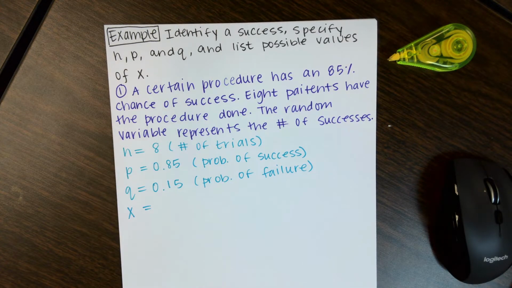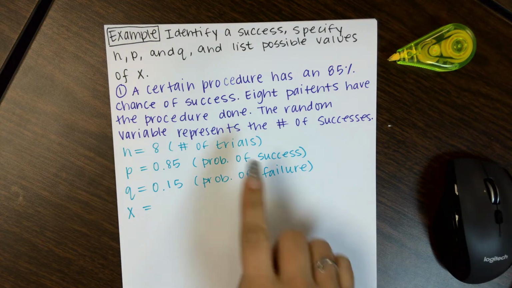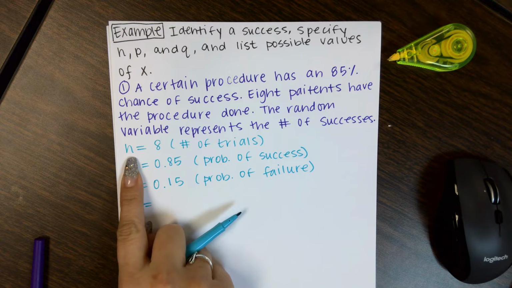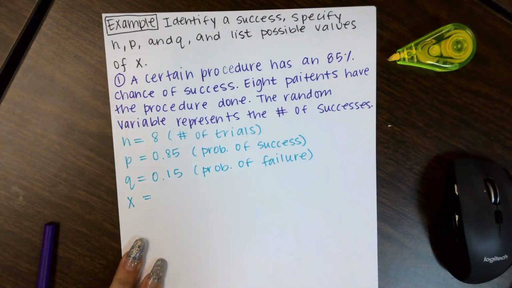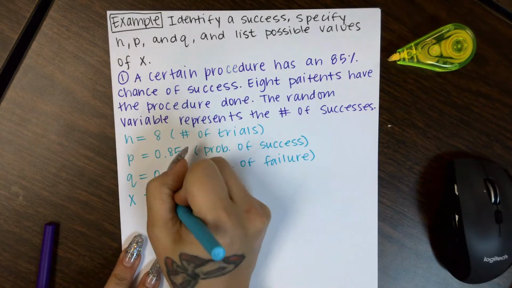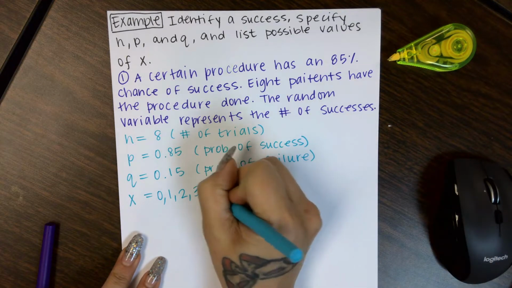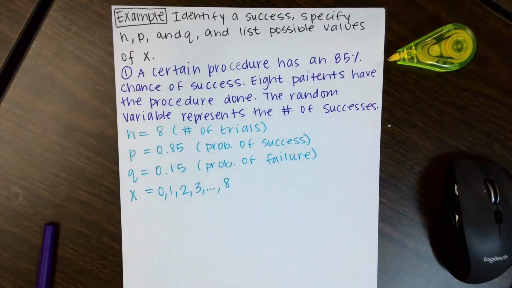X was defined as a count of the number of successes. And x is a random variable, and it represents the number of successes. Remember I said it's literally a list. Now you start at 0 and you go up to what? N. So our x is equal to 0, 1, 2, 3. Establish a pattern and then use an ellipsis and then end at your n.